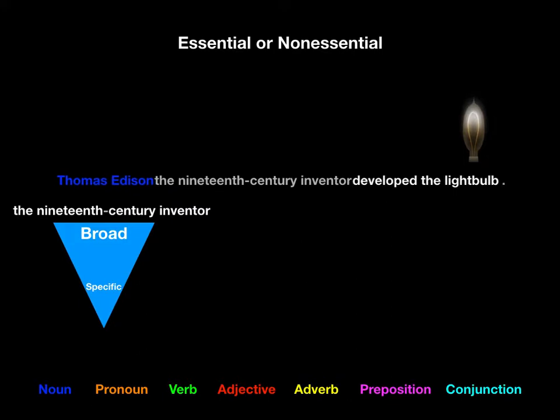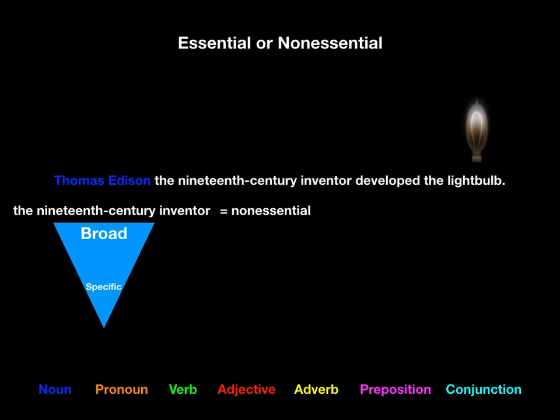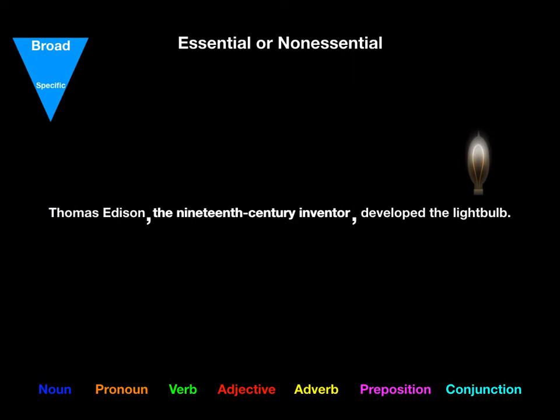If we eliminate this phrase from the sentence, we have Thomas Edison developed the light bulb. This contains all the information necessary in order to understand the sentence. Therefore, the 19th century inventor is non-essential. If this term is non-essential, we should place commas around it before incorporating it back within the sentence. Thomas Edison, comma, the 19th century inventor, comma, developed the light bulb. These commas indicate that the 19th century inventor is non-essential and can be removed from the sentence without hampering the meaning. Let's take a look at another example.